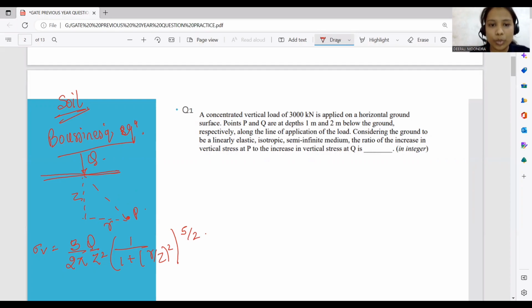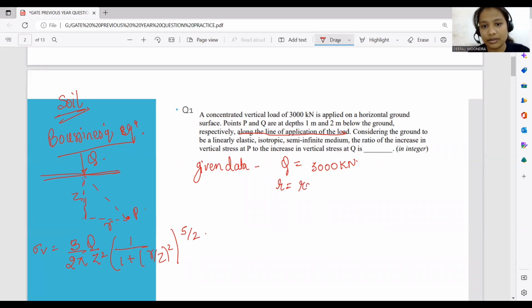Now, looking at the question, what is the given data? The vertical load Q is 3000 kilonewton. One very important thing: along the line of application of the load. That means along the line of application, the radial distance is actually 0. So this makes the question very, very simple. Now this whole part will be 0.